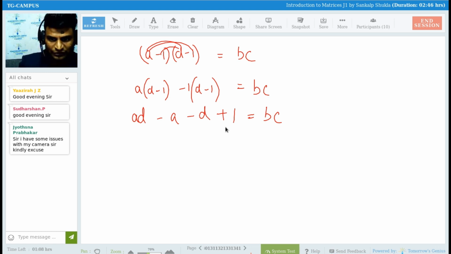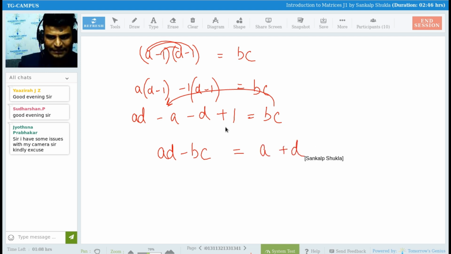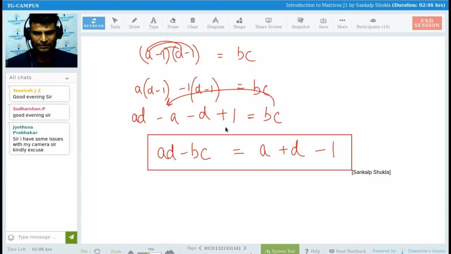Okay, fine. So this will be shifted to this side. So this is AD minus BC and this can be shifted as A plus D minus 1. So now we have got this expression. AD minus BC is equal to A plus D minus 1.